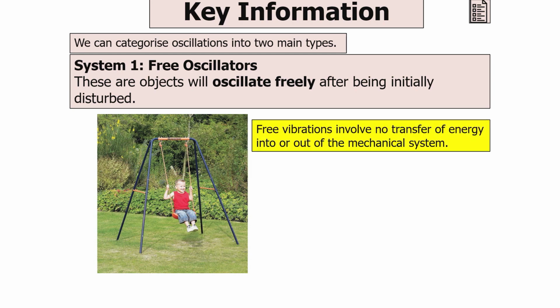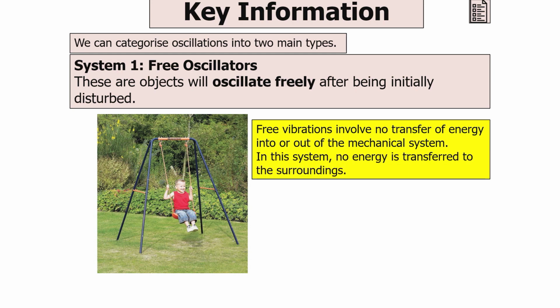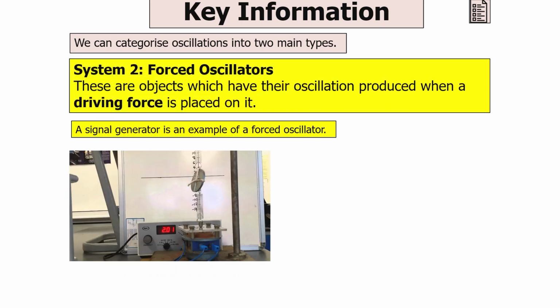Now, free vibrations involve no transfer of energy into or out of the mechanical system. So in this system, no energy is transferred to the surroundings. System 2 is a forced oscillator. These are objects which have their oscillation produced when a driving force is placed on them. So a signal generator is an example of a forced oscillator.